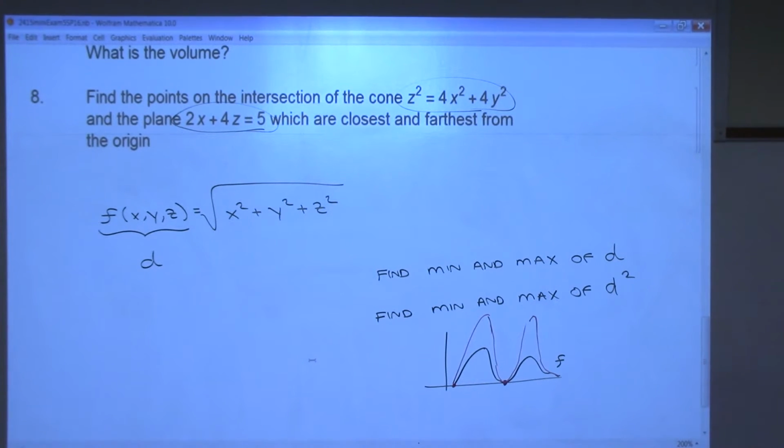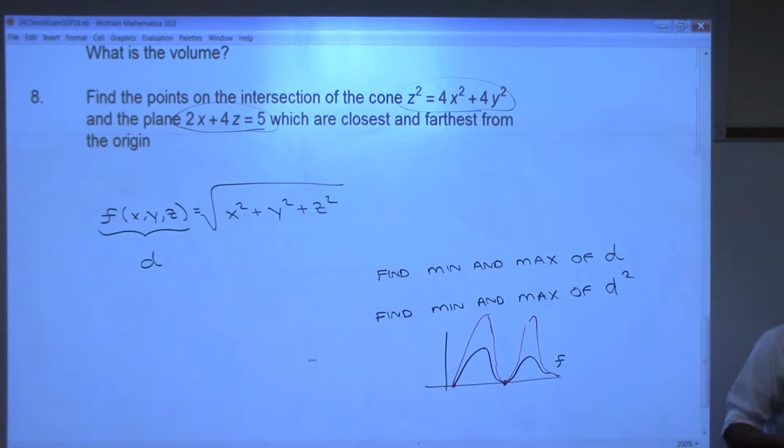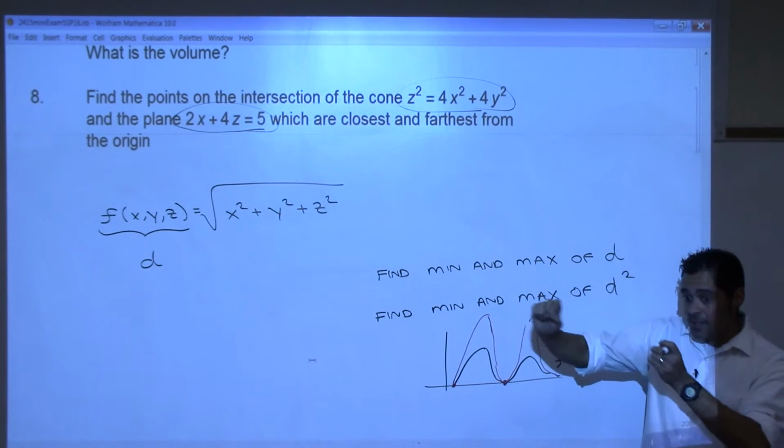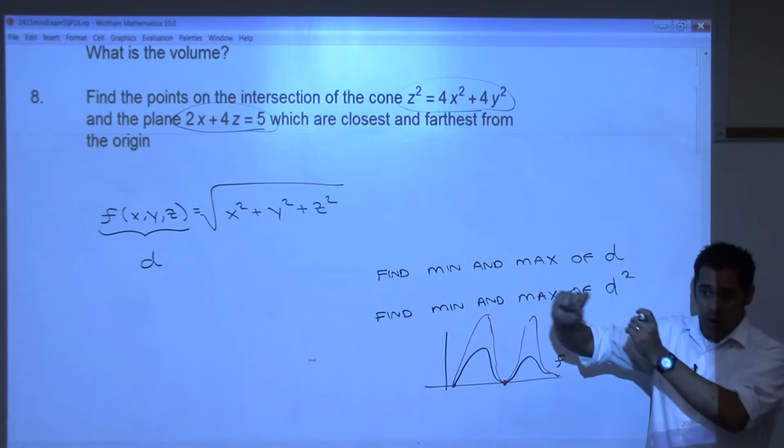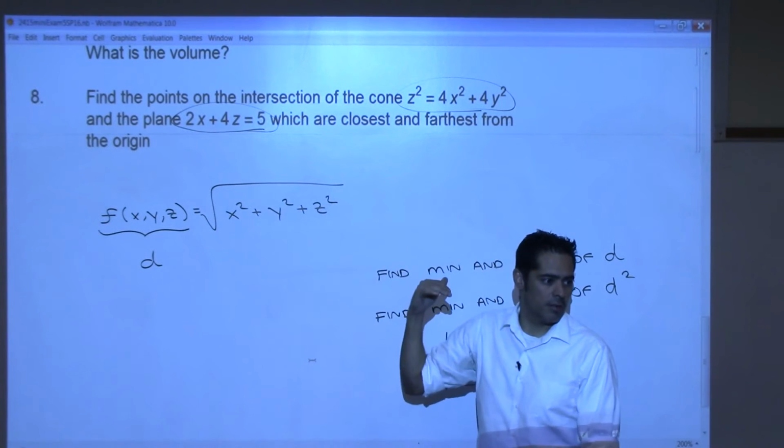Just remember though, it doesn't ask you for the actual distance, does it? So just find the points. The x, y, and z that you find will be your closest and furthest. But when you go back to actually compute the distance, if you really wanted to know how far, you would have to go back to this one, not to d squared.